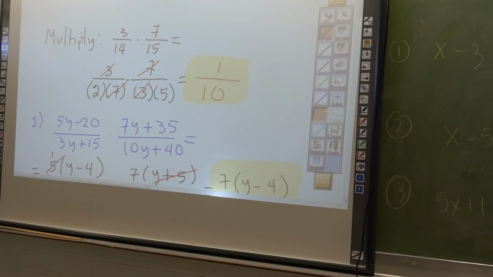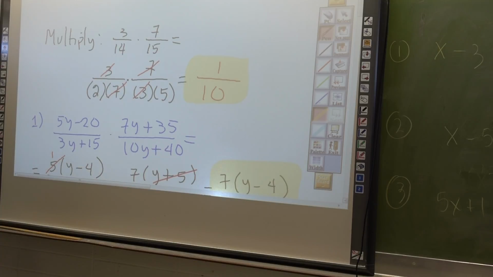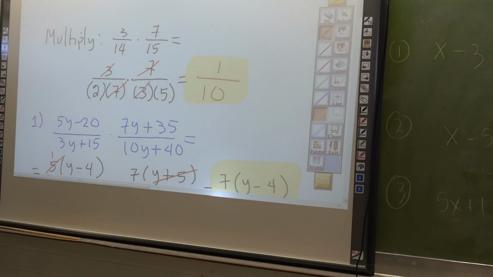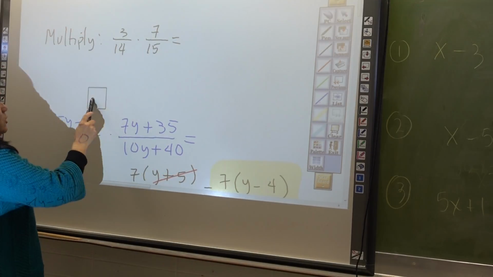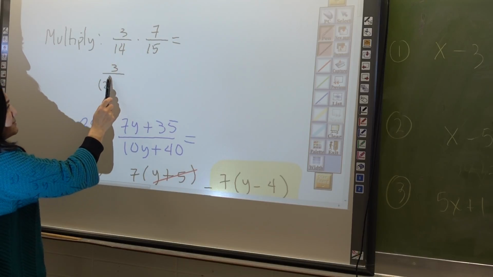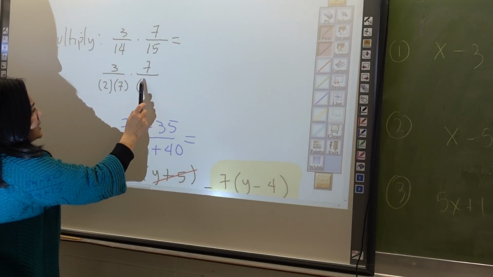So, before we start multiplying and dividing rational expressions, I want you to remember or review how to multiply and divide regular fractions. For example, if I multiply 3/14 times 7/15, I selected this problem. We're going to go through simplifying first. Factor everything. 3 stays there. There's nothing to factor, it's 3. 14 is 2 times 7. This part right here is 7. And this one is 3 times 5.